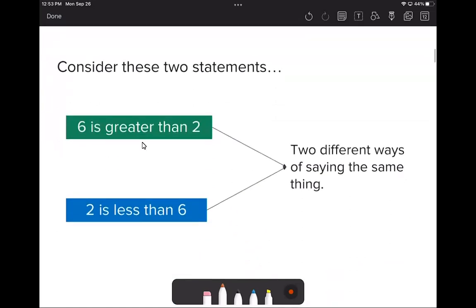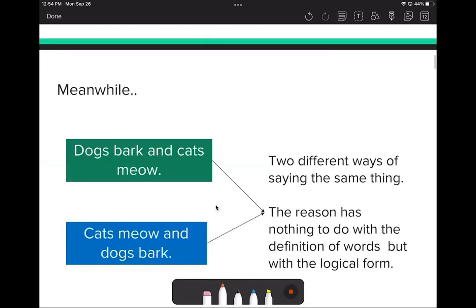So consider these two statements. 6 is greater than 2 and 2 is less than 6. So we can say that these two statements are the same. Okay, and these are two different ways of saying the same thing. Okay, so these are both true given the definition of greater than as well as less than.